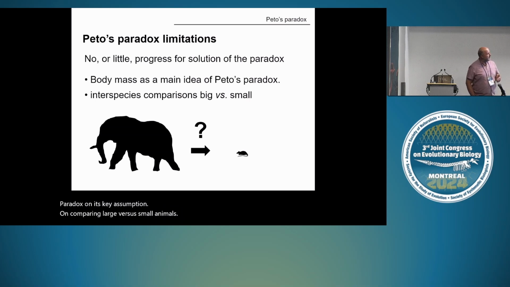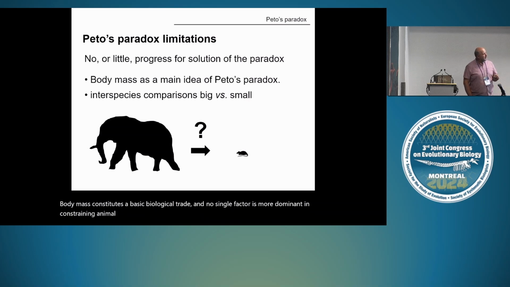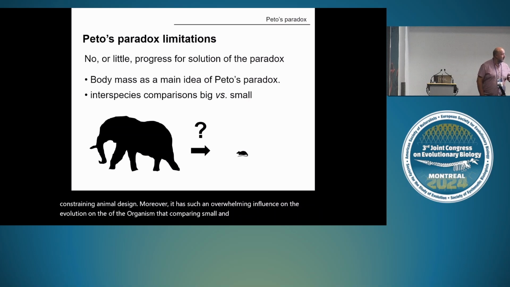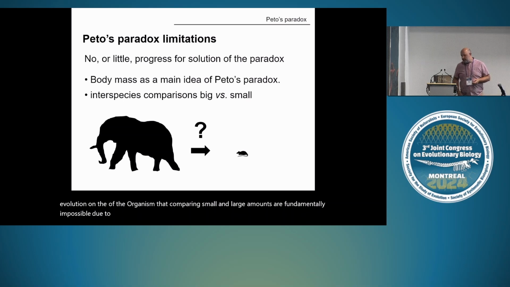Body mass constitutes a basic biological trait, and no single factor is more dominant in constraining animal design. Moreover, it has such an overwhelming influence on the evolution of the organism that comparing small and large animals is fundamentally impossible due to the multitude of factors.